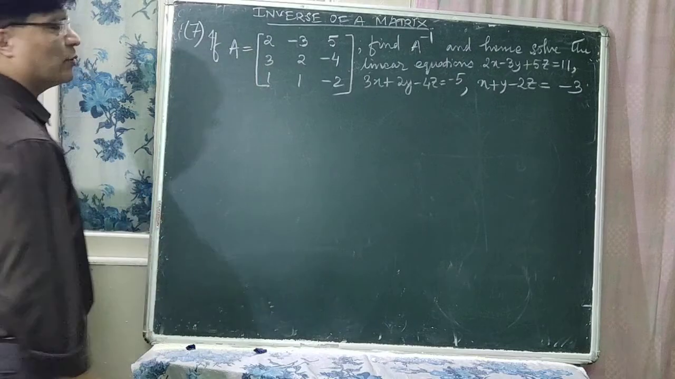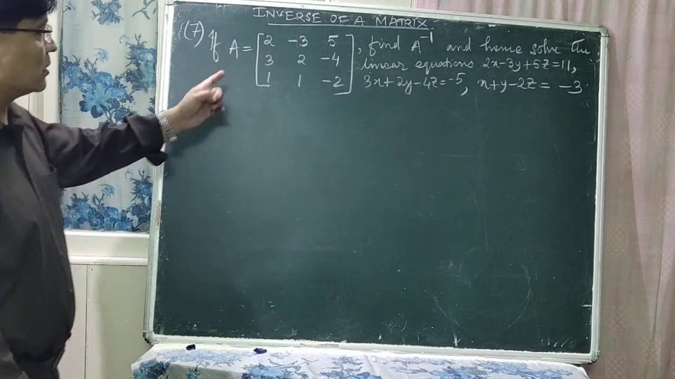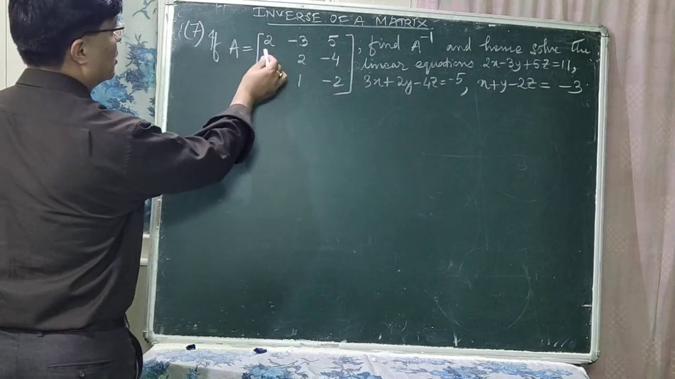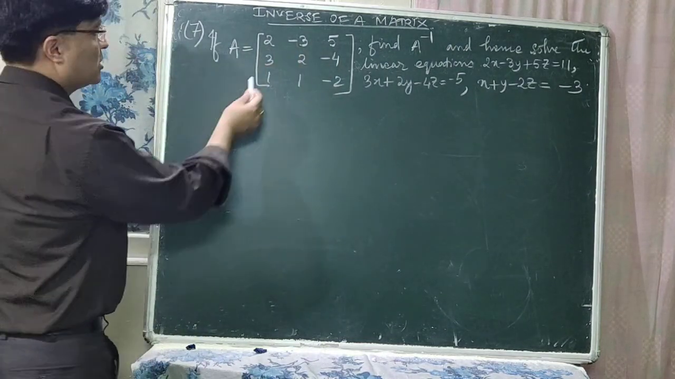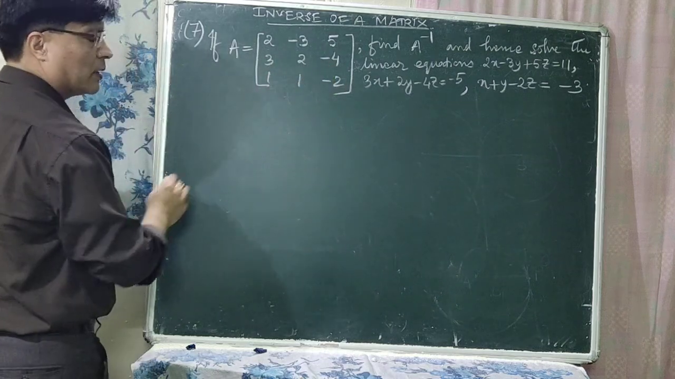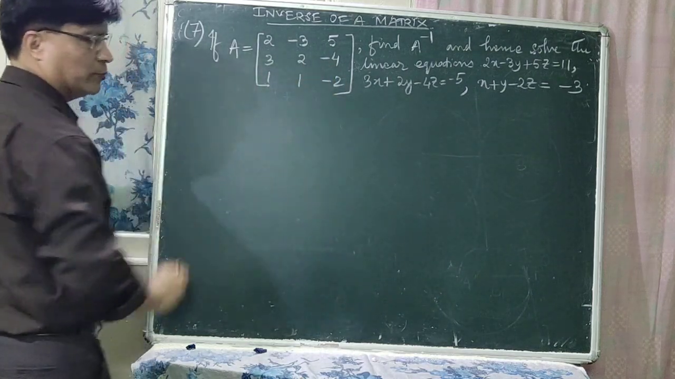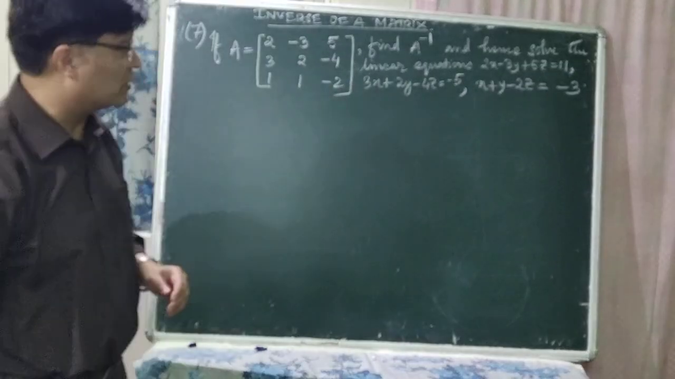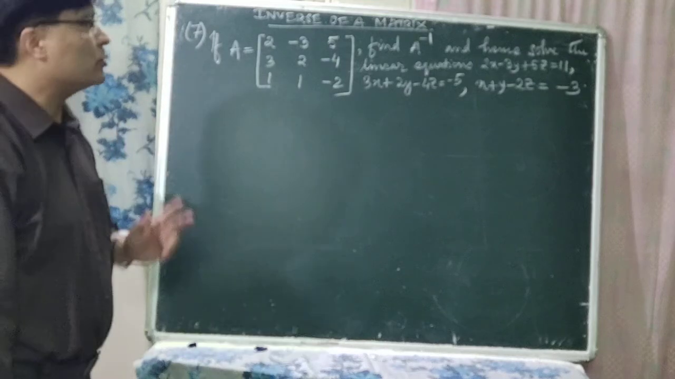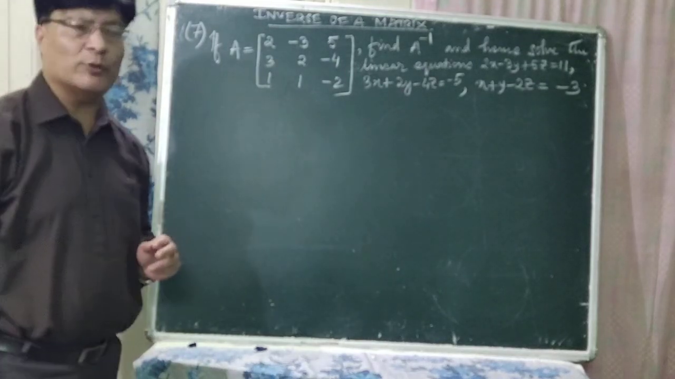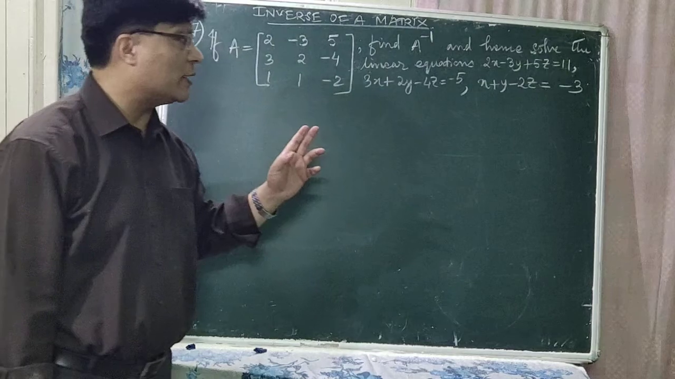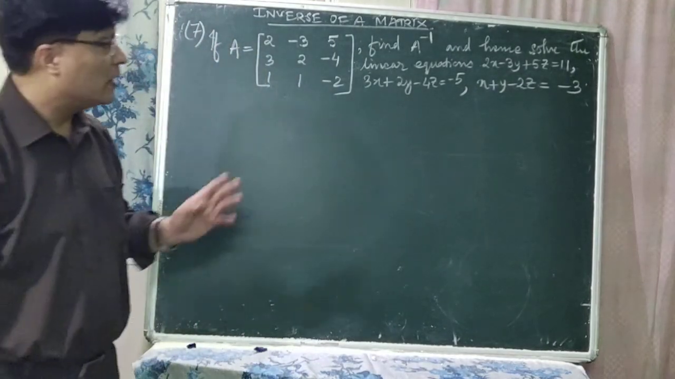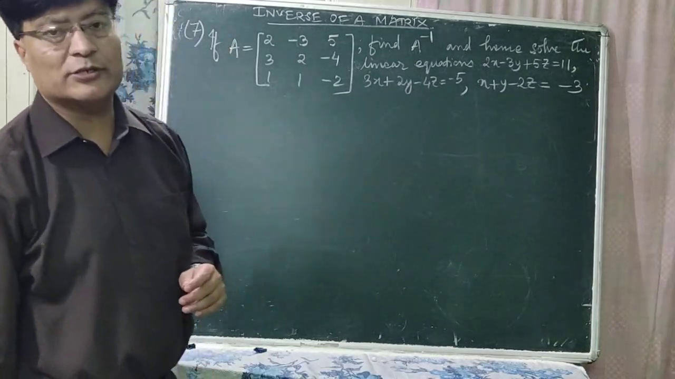If capital A is equal to, a third order matrix, 3 into 3 matrix. First row is 2, minus 3, 5. Second row is 3, 2, minus 4, and the third row is 1, 1, minus 2. You have to find the matrix A inverse, and hence solve the given linear equations, that is 2x minus 3y plus 5z is equal to 11, 3x plus 2y minus 4z is equal to minus 5, and x plus y minus 2z is equal to minus 3.